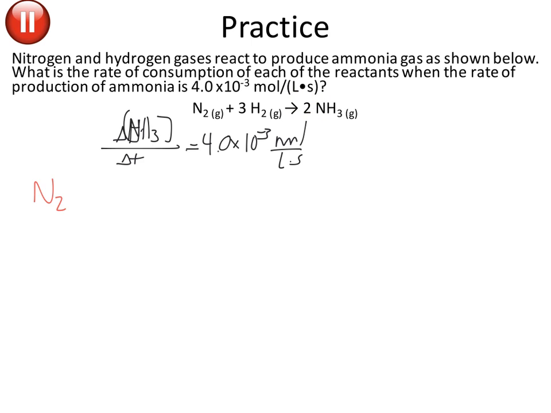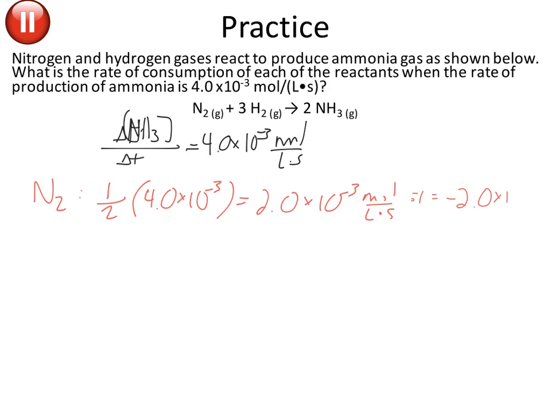So our ratio between N2 and NH3 is going to be 1 over 2. The coefficient of N2 is 1, the coefficient of NH3 is 2, so we have 1 over 2. So in this case, it's going to be this multiplied by the rate of the production of ammonia, which is 4.0 times 10 to the negative 3 mole per liter per second. And what we get is 2.0 times 10 to the negative 3 mole per liter per second. Now, once again, this is a reactant, so we're going to have to multiply this by negative 1 because it's being consumed. And so our final answer is going to be negative 2.0 times 10 to the negative 3 molar per second, or mole per liter per second.